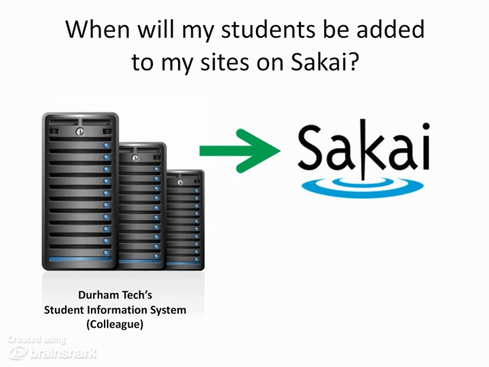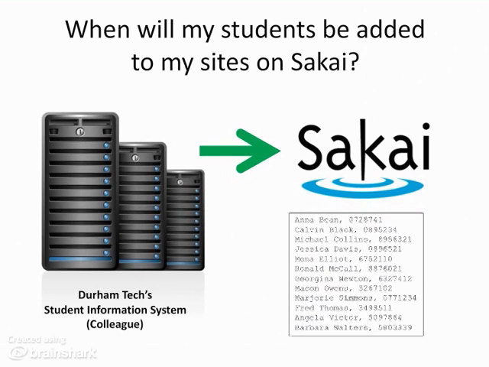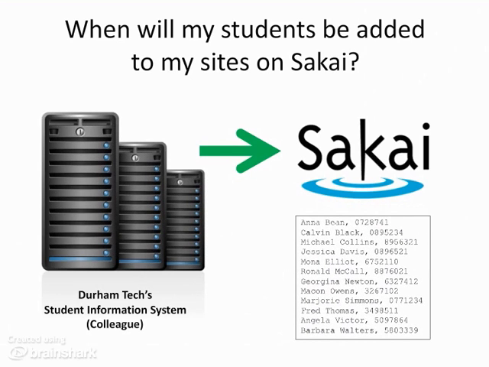When will my students be added to my sites on Sakai? Students are added to Sakai sites daily from the start of registration. Every morning a process runs that automatically adds students to your Sakai course sites based on the official course roster. This process also automatically inactivates students who drop. This way your roster in Sakai is synchronized each morning with the official roster in the college's registration system. You do not need to add or drop students yourself, just allow the daily automated process to handle it for you.